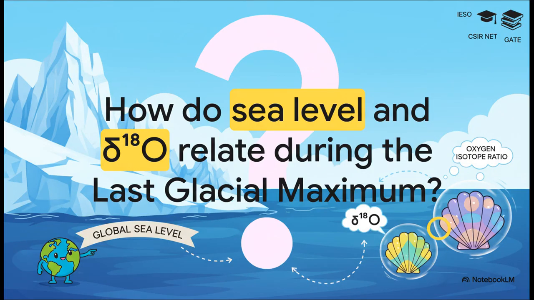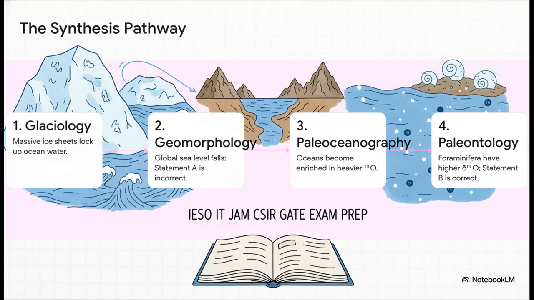You've got statement A, which links the last ice age to sea level. Then you have statement B, which links it to the chemistry of tiny little plankton fossils. I mean, on the surface, they seem completely unrelated, right? Well, let's find out. Okay, watch this. This is where everything connects.